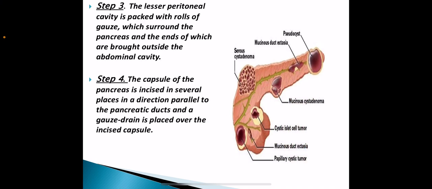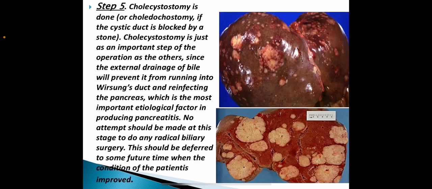Step 3. The lesser peritoneal cavity is packed with rolls of gauze which surround the pancreas and the ends of which are brought outside the abdominal cavity. Step 4. The capsule of the pancreas is incised in several places in a direction parallel to the pancreatic ducts and a gauze drain is placed over the incised capsule. Step 5.